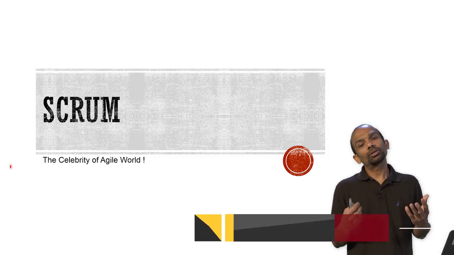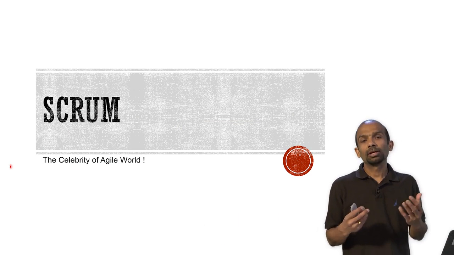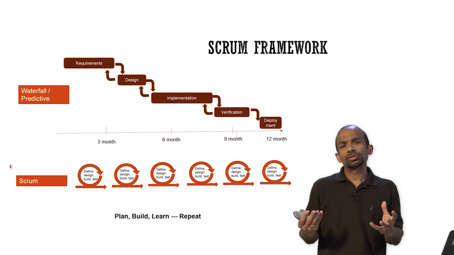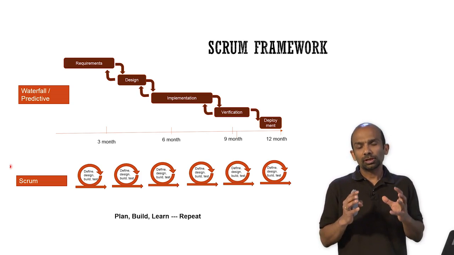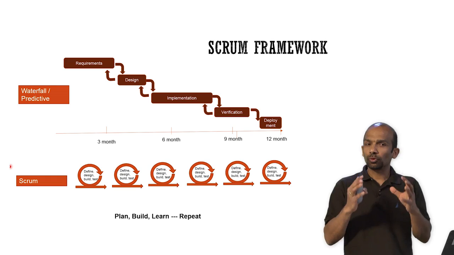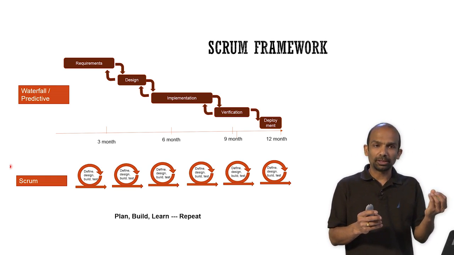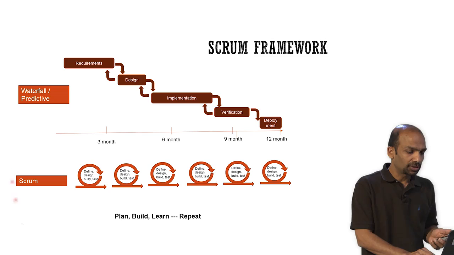In this lesson, we are going to learn about one of the most popular frameworks to implement the Agile mindset, called Scrum. To understand the basic idea behind Scrum, let's put Scrum next to the waterfall method. So Scrum works on this 1 to 4 week sprint where you take part of your product and you define, you design, you build, and you test.